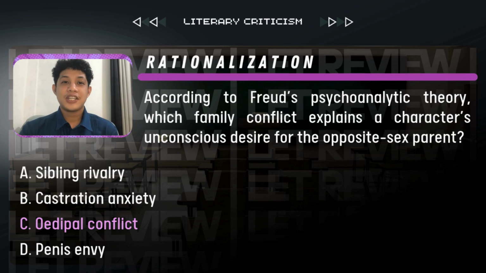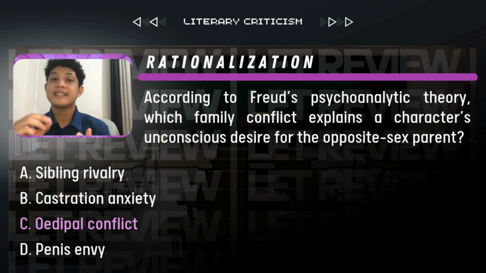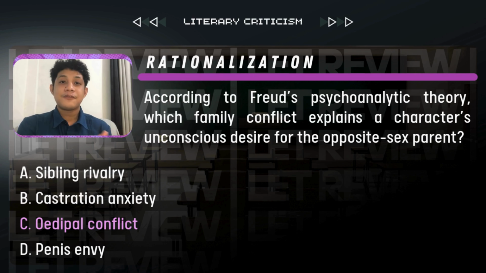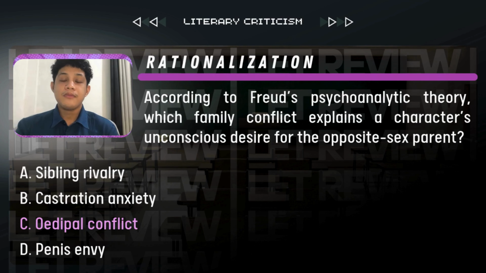And lastly, the castration anxiety. It is a consequence or component of the Oedipus complex in boys and not the overall family conflict itself. Which means it is the fear that the father will punish the boy for his feelings toward the mother. So overall, the answer is C because it focuses on the unconscious desire a child has for the opposite sex parent, along with the rivalry toward the same sex parent as well. So the other options are related concepts, but do not describe this specific family conflict.